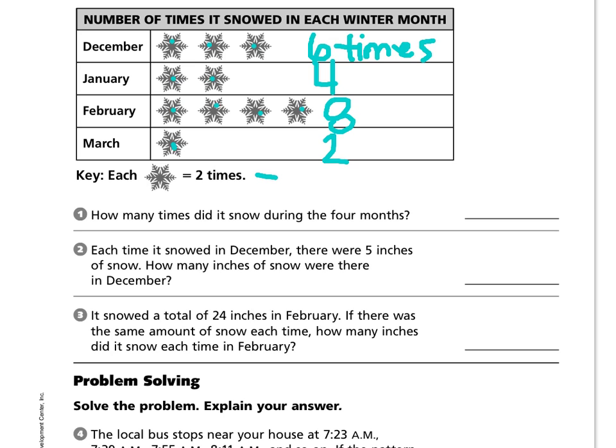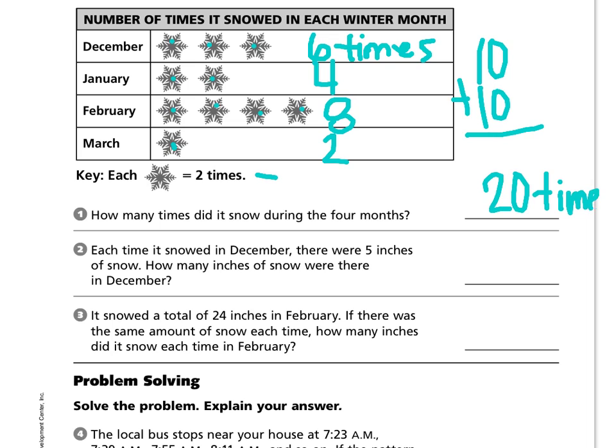Number 1 says, how many times did it snow during the 4 months? Since I already have the numbers there, I can just quickly add it up. 6 plus 4 is 10, and 8 plus 2 is 10. Add that together, and I have 20 times. Don't forget your label.